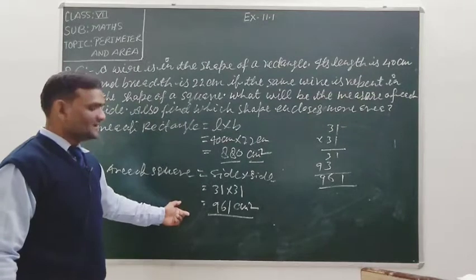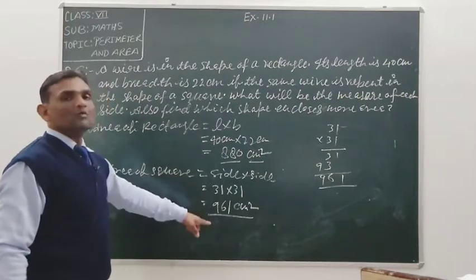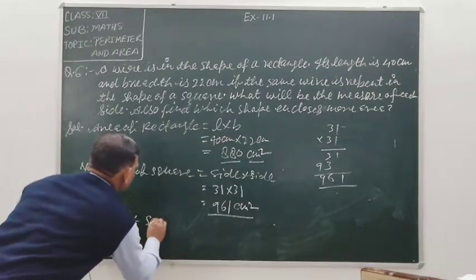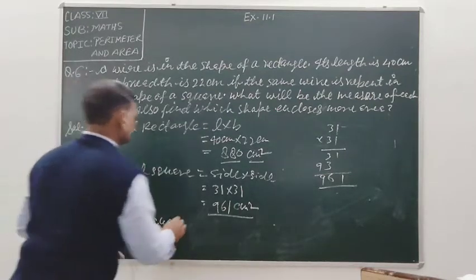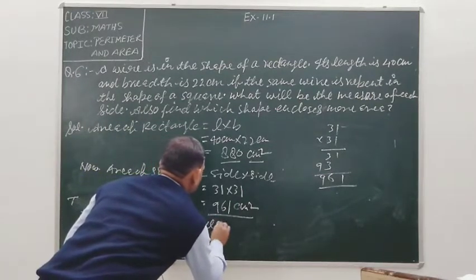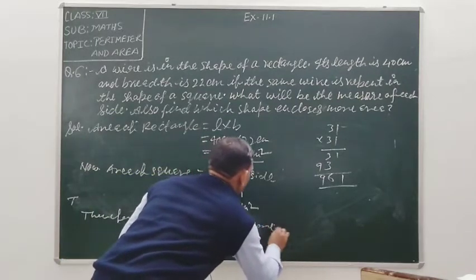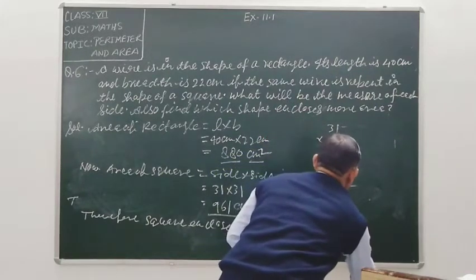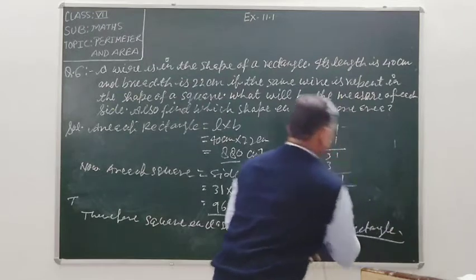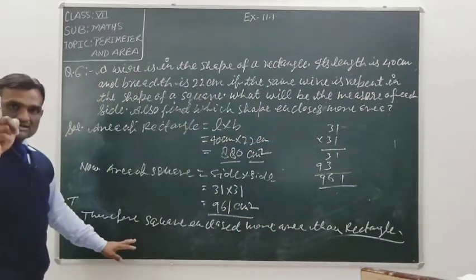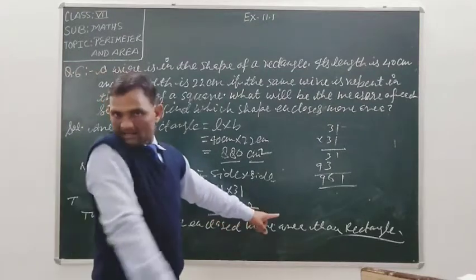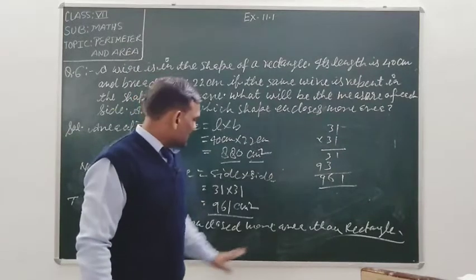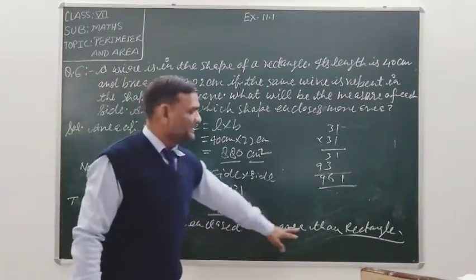Now student, you can compare which shape has more area, rectangle or square. So you can say easily by comparing that square has the more area. Therefore square enclosed more area than rectangle. This is my answer. First answer is 31 centimeter is the side of the square. And second answer, square enclosed more area than rectangle.